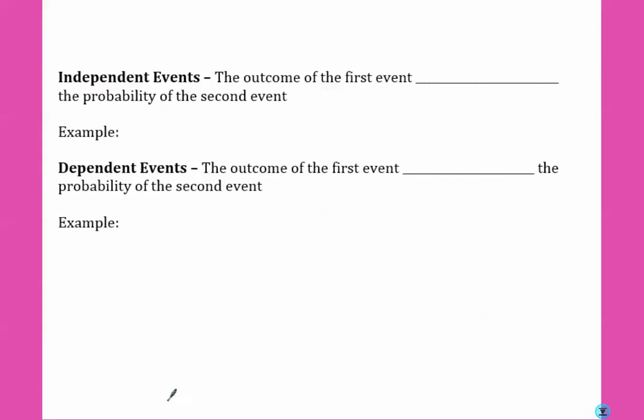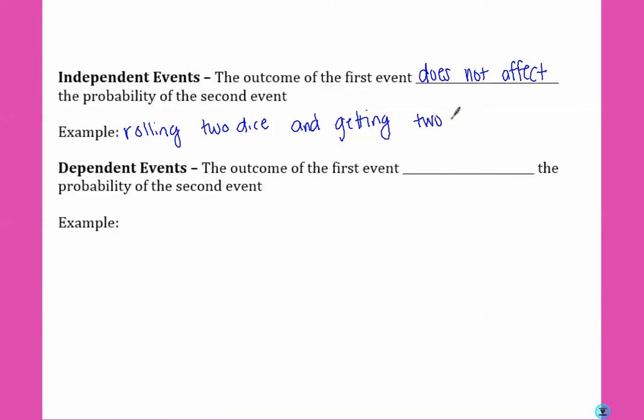So, independent events: the probability of the first event does not affect the probability of the second event. So, rolling 2 dice and getting 2 4s would be independent events. No matter what happens with the first die, that's not going to affect the second die.